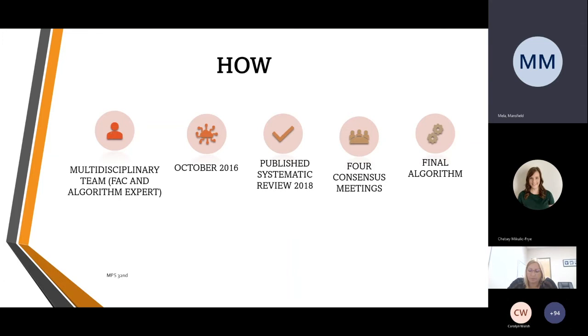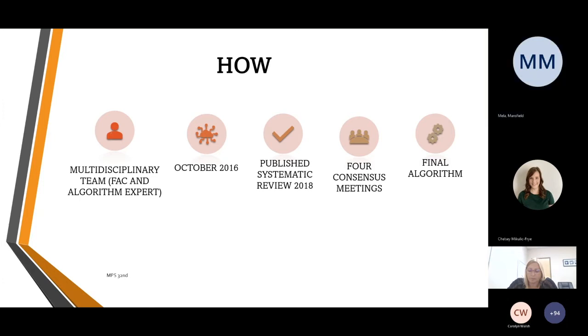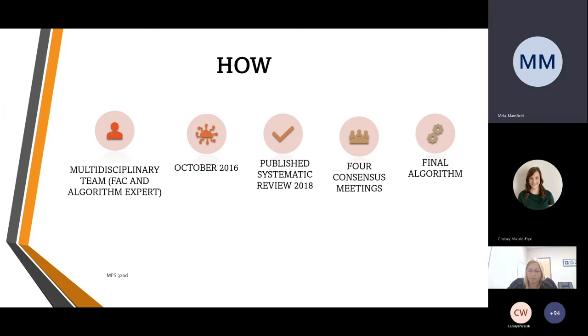So what we did was bring this panel together. We first met in 2016. We looked at what had been published in the literature, which we then published as what we call a systematic review, looking at all the articles that had been written on fetal alcohol spectrum disorder and the use of psychotropic medications. We subsequently met as a group 4 different times to try and reach a consensus.